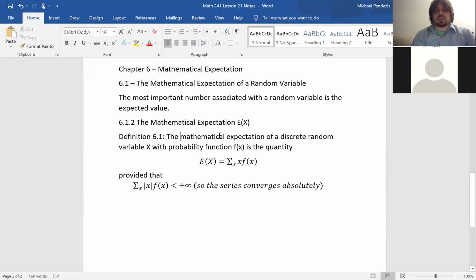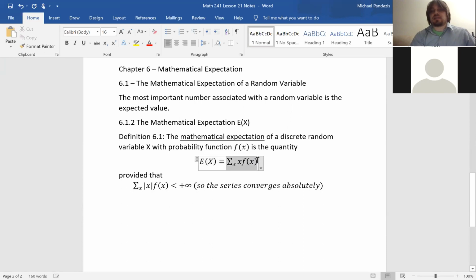Right, so this is the first definition. The mathematical expectation of a discrete random variable X with probability function f of x is the quantity E of X, which is equal to the sum over all possible values of x of x times f of x, provided that the series absolutely converges, meaning that the sum of the absolute values of the terms is convergent, is finite.